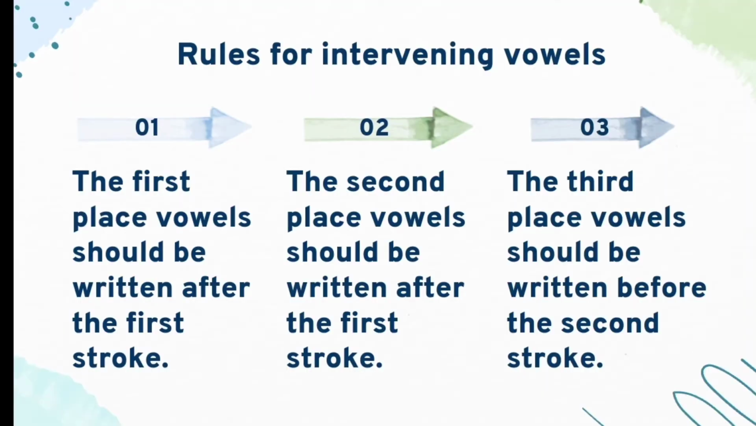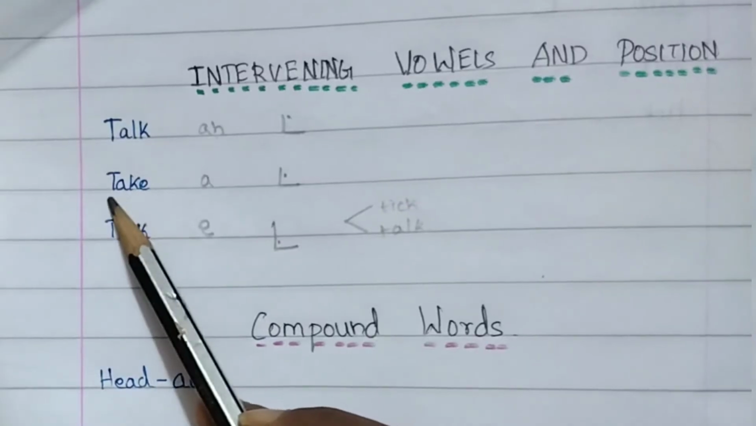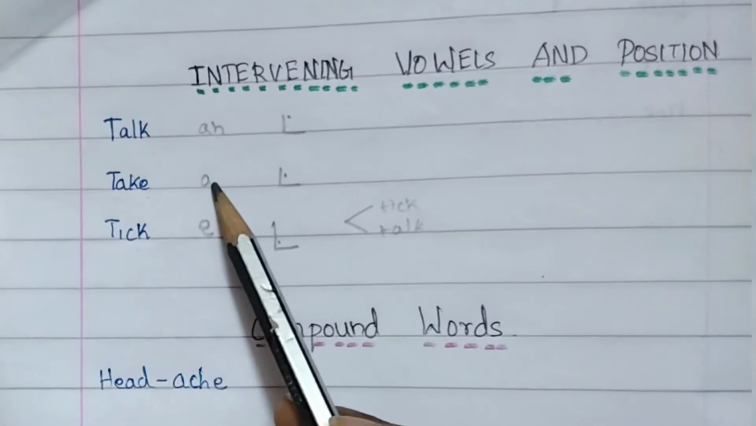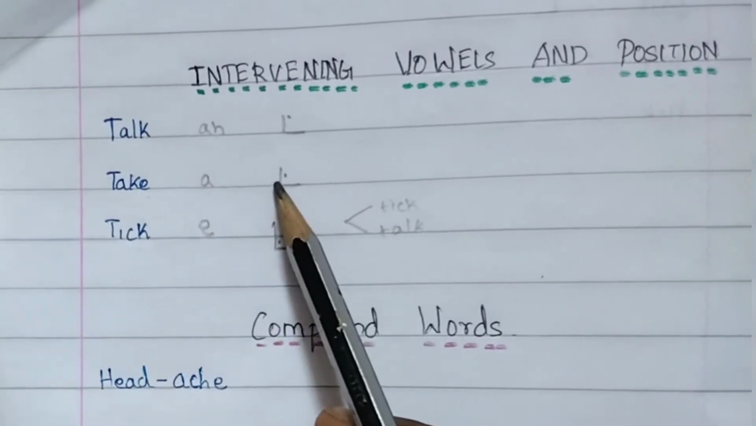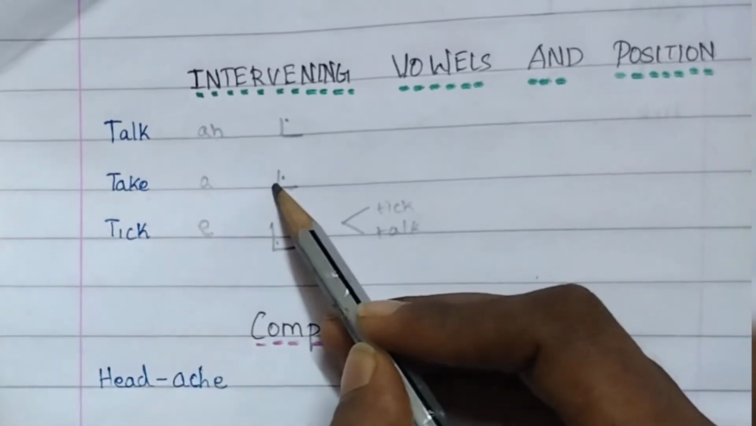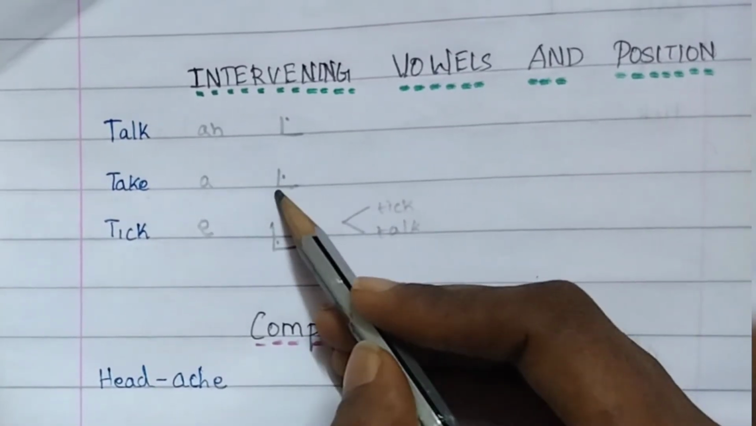And the second rule is the second place vowel that occurs between two strokes should be written after the first stroke. Here I am taking the word take as example. Take has the second place vowel and it also occurs between two strokes. So it should be written after the first stroke, that is T.